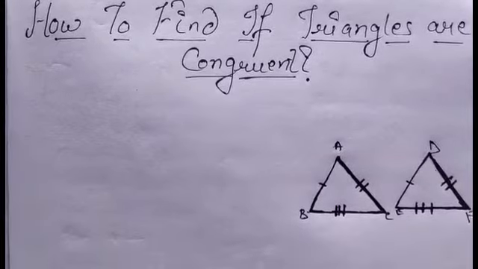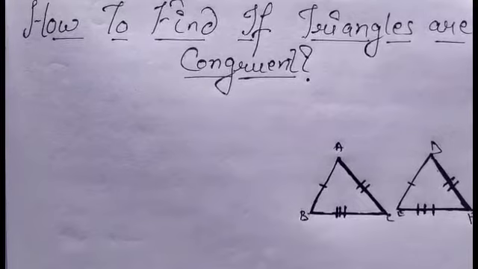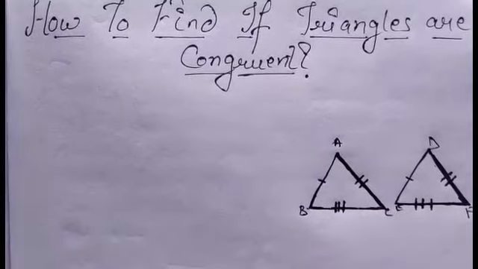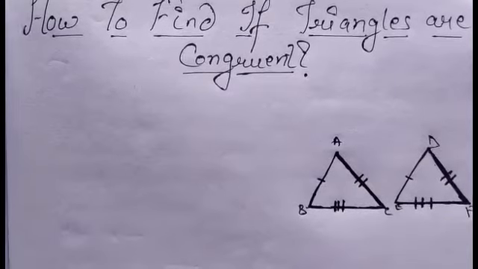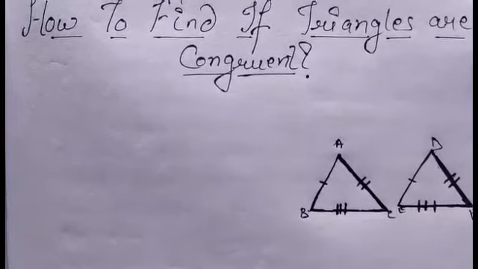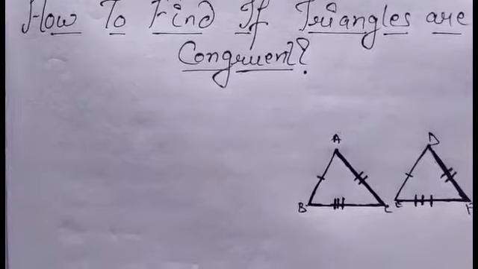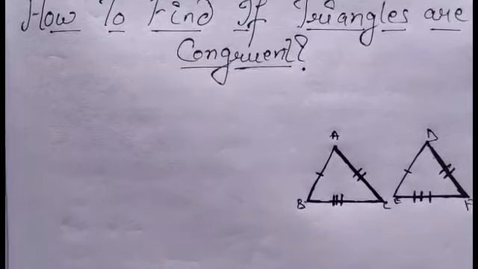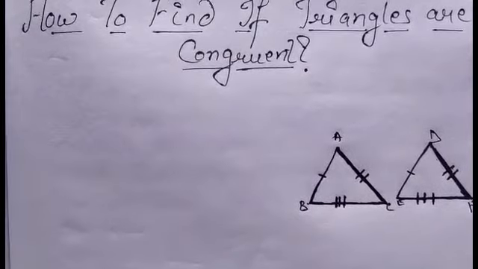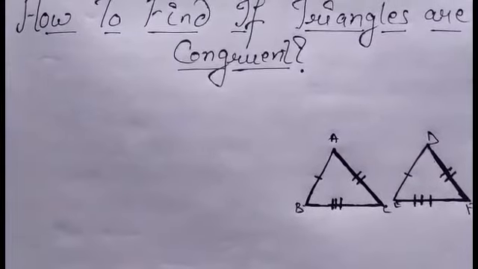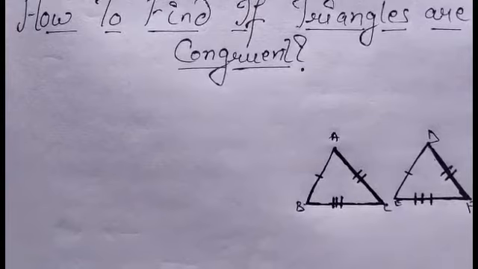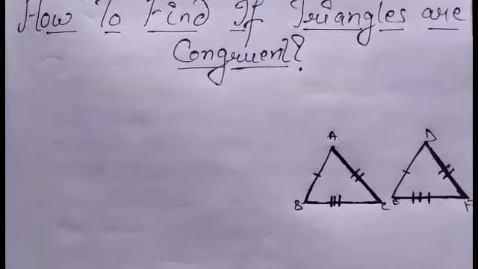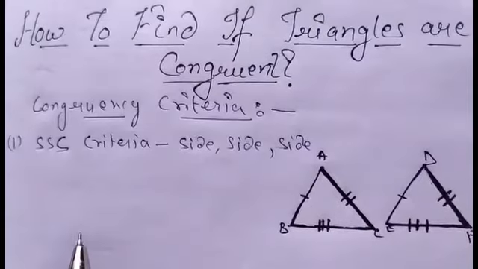How to find if two triangles are congruent or not? We have learned that two triangles are said to be congruent if their corresponding sides are equal in length and their corresponding angles are equal in measurement. But we don't know whether it is necessary to prove all the sides and angles equal. So, the answer is usually 3 out of 6 is enough to prove the congruency of triangles, and for this some criteria are described.